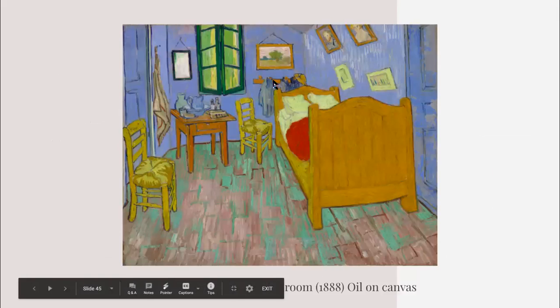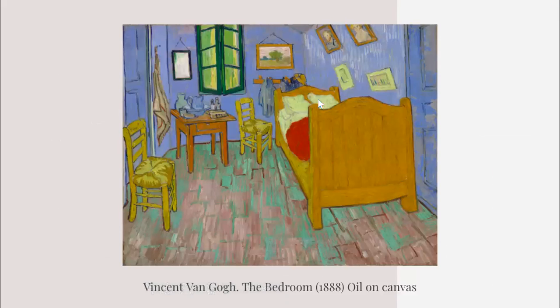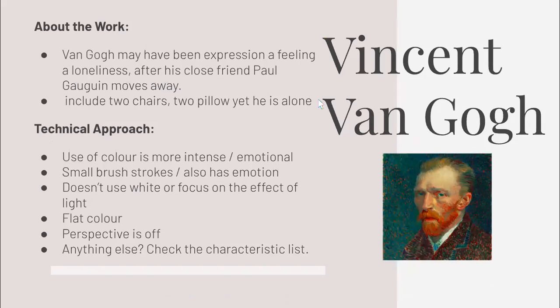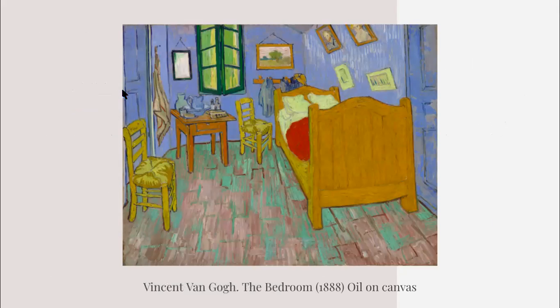All right, this is Vincent van Gogh's The Bedroom. Van Gogh may have been expressing a feeling of loneliness after his close friend Paul Gauguin moves away. He includes 2 chairs in this painting here.